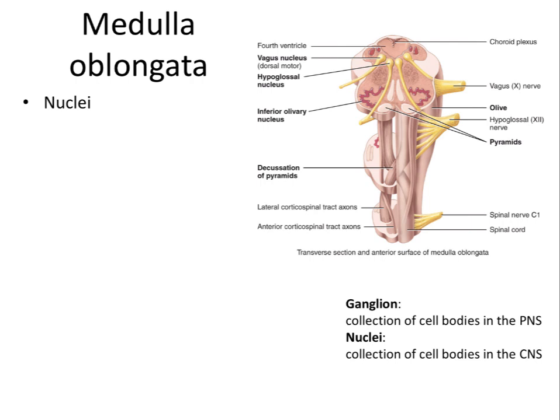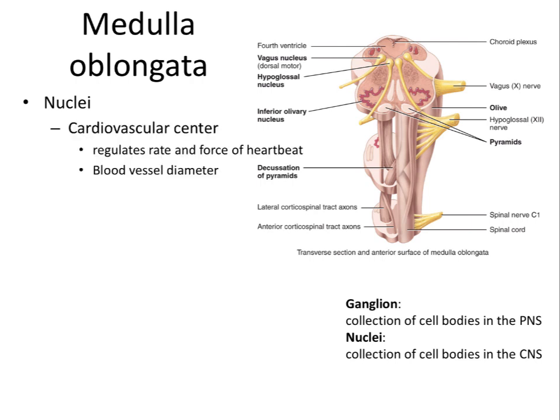There are two important nuclei within the medulla. The first one is the cardiovascular center, and this is the area that regulates the rate and the force of the heartbeat. It also regulates your blood vessel diameter. The other important nucleus is the respiratory center, and this is going to help adjust the rate of your breathing depending on the needs of the body.